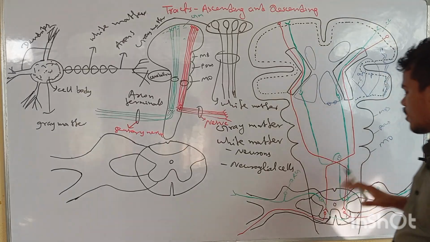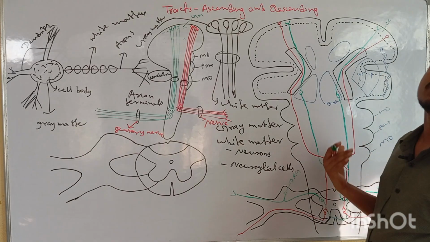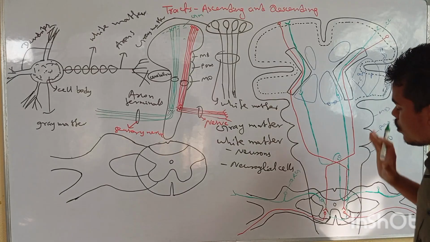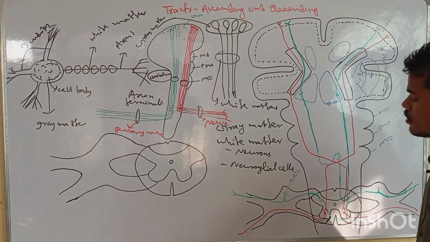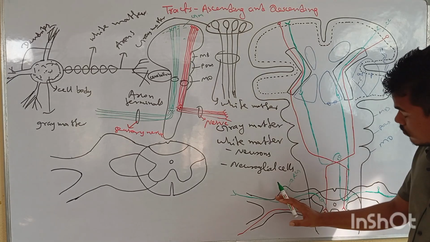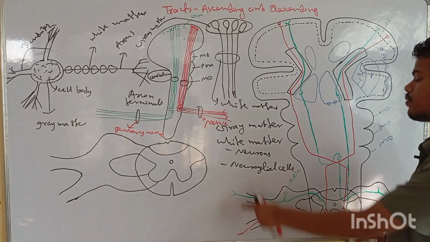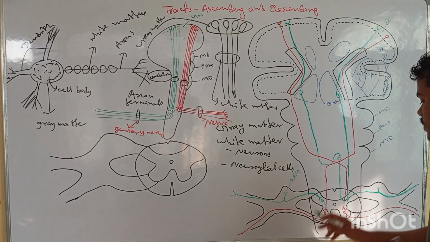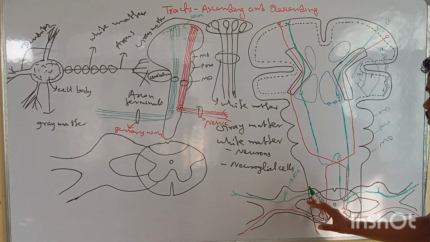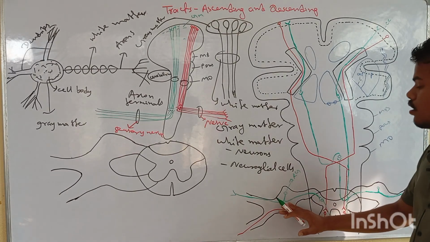Through this internal capsule the third order neuron will be projected up to the cerebral cortex. My dear, again some students get confused about the order of the neurons. So what happens: the pseudounipolar neuron that will be carrying the information from the periphery, up to where the first synapse occurs, this will be the first order neuron.